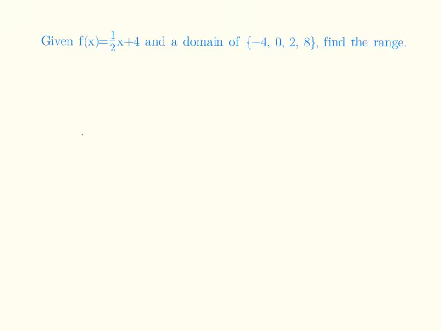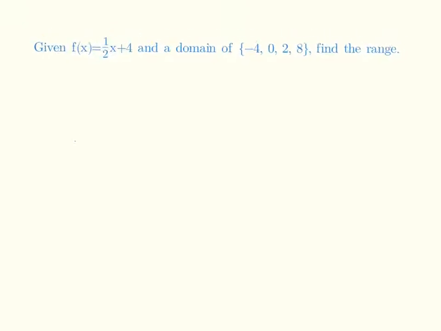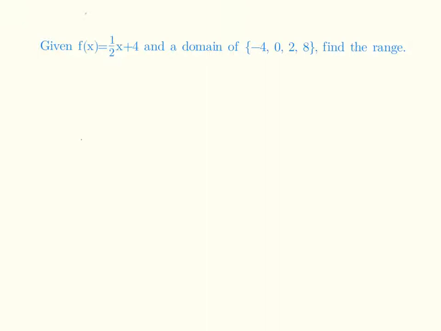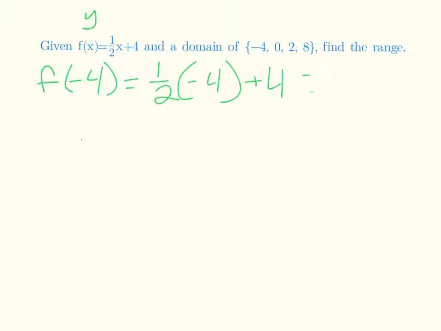All right, here we go. Our last problem here. Same thing as the last one. We're going to find the range. Okay, again, this is y. Okay, this is our y value. So f of -4. We're just calculating the function for -4. 1/2 times -4 plus 4. Okay, just doing the math in my head here. -4 times 1/2, that's -2, plus 4 is 2.